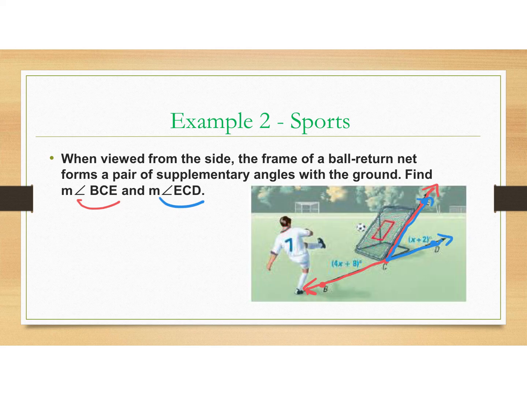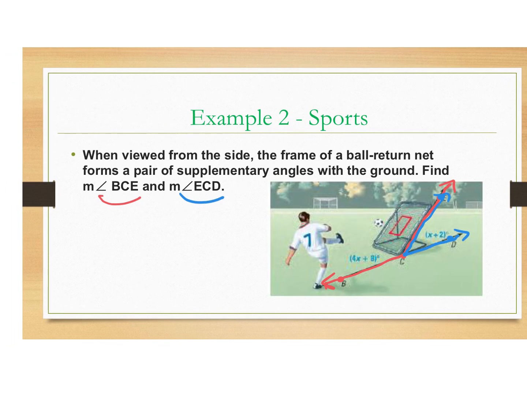And notice they both have expressions, and we were told that they're supplementary. So here's where you need to know that supplementary angles are two angles that, when you add them, equal 180. So I'm going to take the two expressions, the 4x plus 8, add that to the x plus 2, and set my equation equal to 180. So here's where you have to bring in your vocabulary to know, do I set these expressions equal to each other? Do I add them and set them equal to 180?